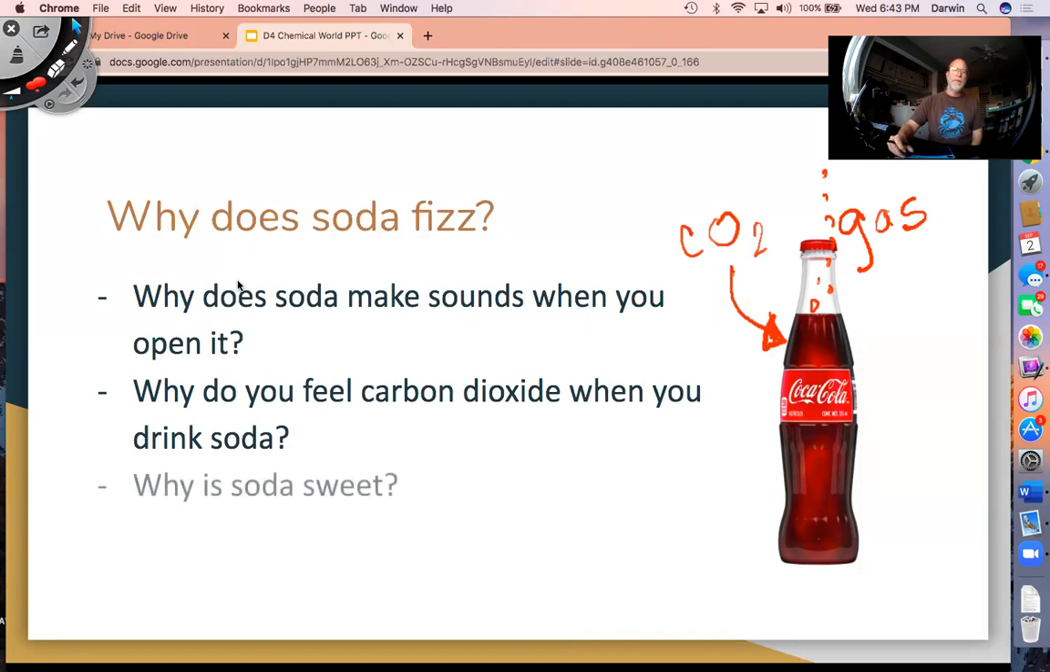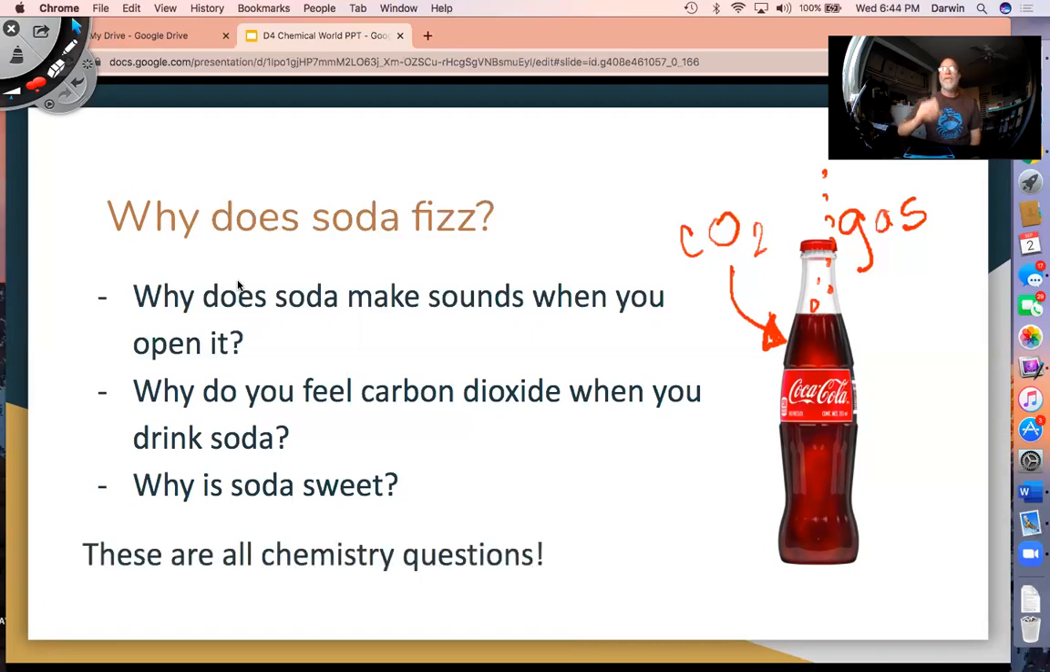So soda is also very sweet, and soda is very sweet due to all the sugars and everything that's inside of the beverage, which again are chemicals. So chemistry will affect everything that's in your life, whether you notice things or whether you don't notice things. Everything we eat, everything we drink, all of those things are chemicals.